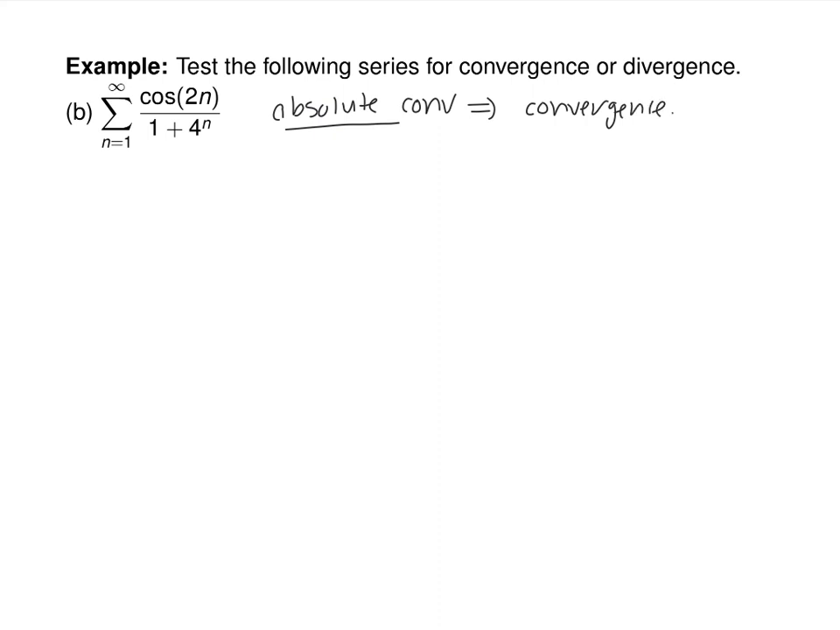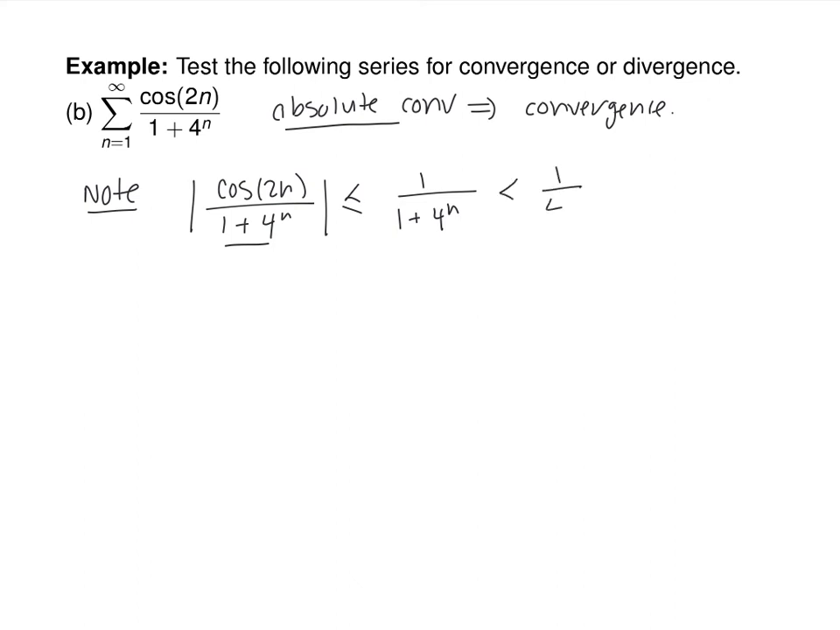So the thing that you notice here also involves a little bit of direct comparison. The absolute value of cosine of 2n over 1 plus 4 to the n is less than or equal to 1 over 1 plus 4 to the n. That's true because cosine is in between negative 1 and 1, so its absolute value is less than or equal to 1, and this denominator is actually always positive. Now this is also less than 1 over 4 to the n. If you decrease the denominator, you increase the size of that ratio.